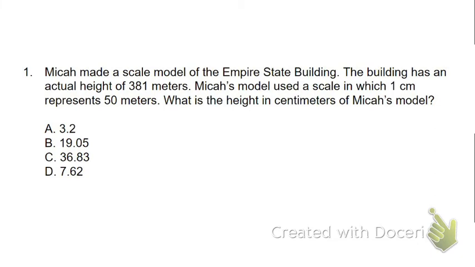Number 3, Micah made a scale model of the Empire State Building. The building has an actual height, I'm going to underline that, of 381 meters. Micah's model used the scale in which 1 centimeter represents 50 meters. I'm going to highlight that one. That is my given ratio. What is the height of the model?